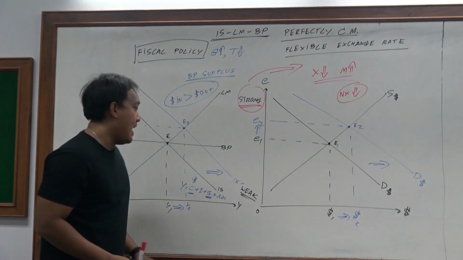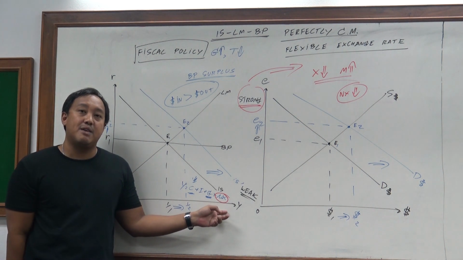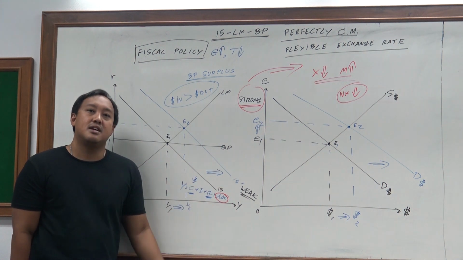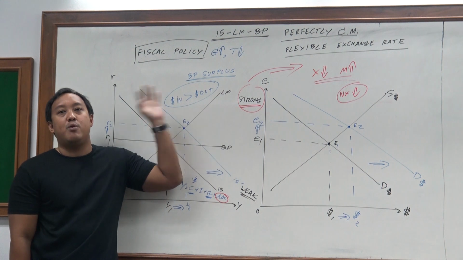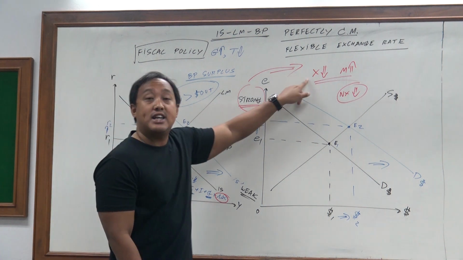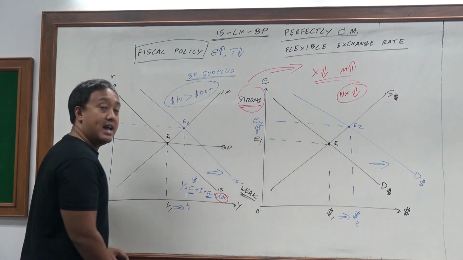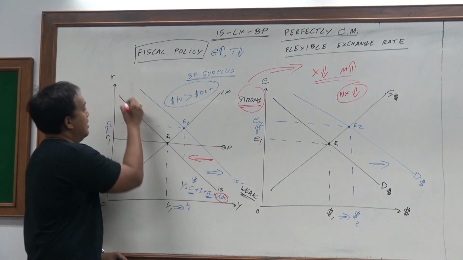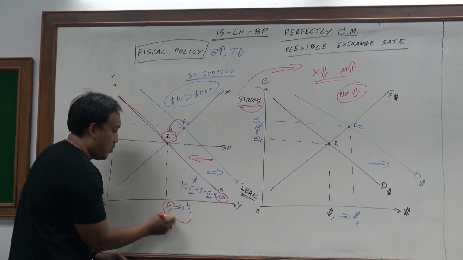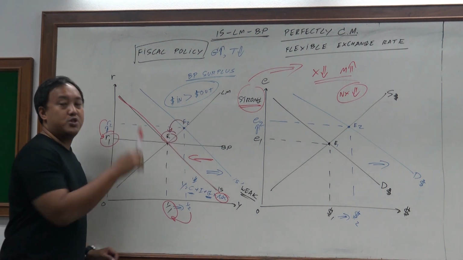Where is NX in the model? NX is here, inside the IS curve. Remember, the IS curve comes from Y equals C plus I plus G plus NX. Because of the strong US dollar, we export less and import more. This is bad for the economy: you export less, you get less money; you import more, you spend more money. Then the IS curve shifts backward to the left. GDP goes backward to Y1, the real interest rate goes backward to R1, and the equilibrium point goes backward to E1.